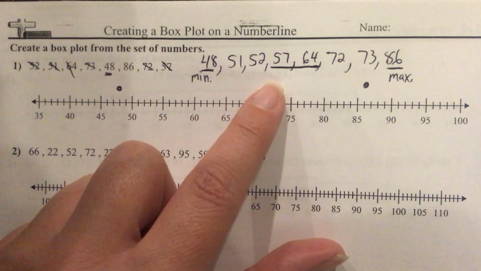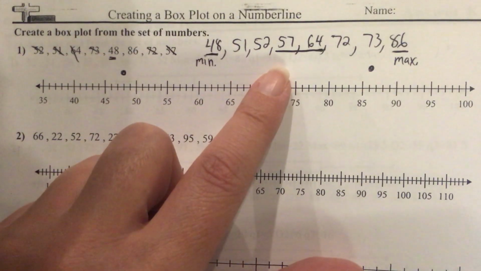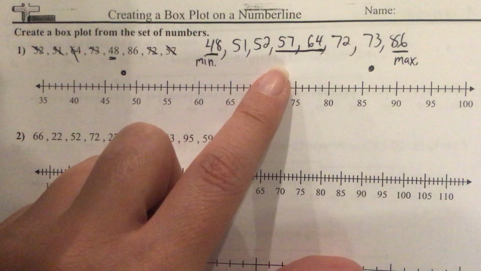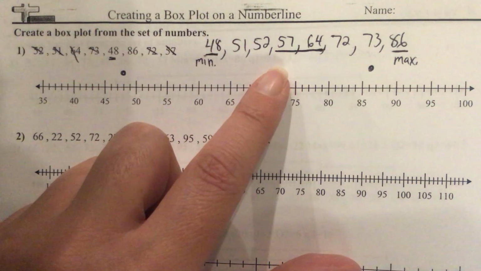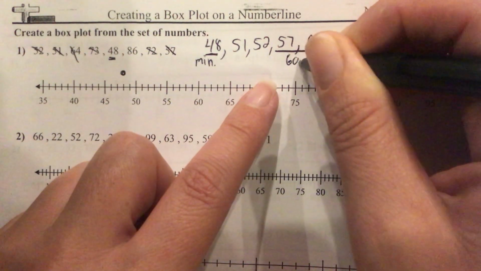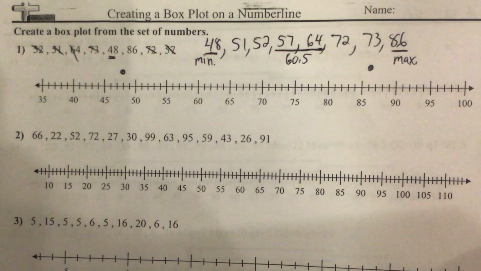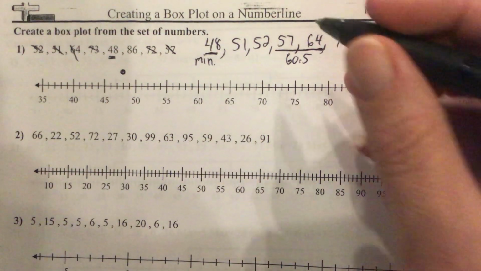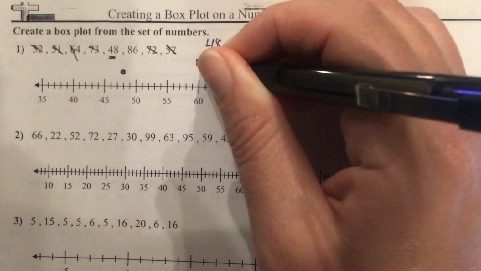Hold up, I'm trying to find my calculator here. Here it is. So that would be 57 plus 64 is 121. And then when you divide that by 2, you should get 60.5, which is 60 and a half. So 60 and a half is your median. So that would be about here.